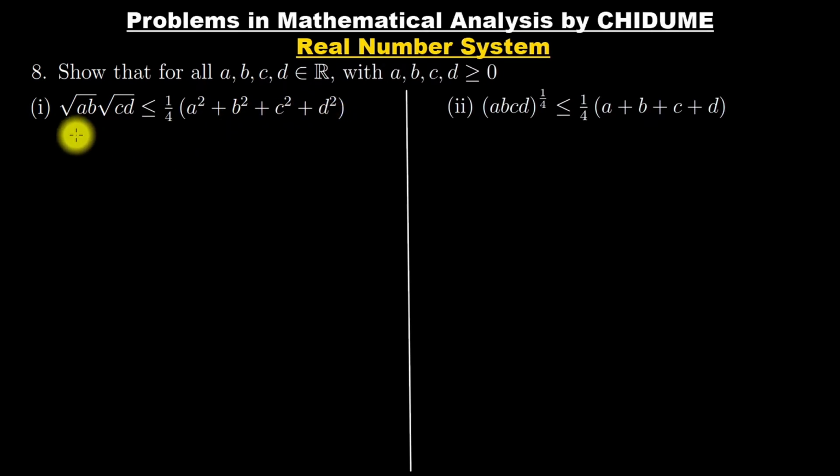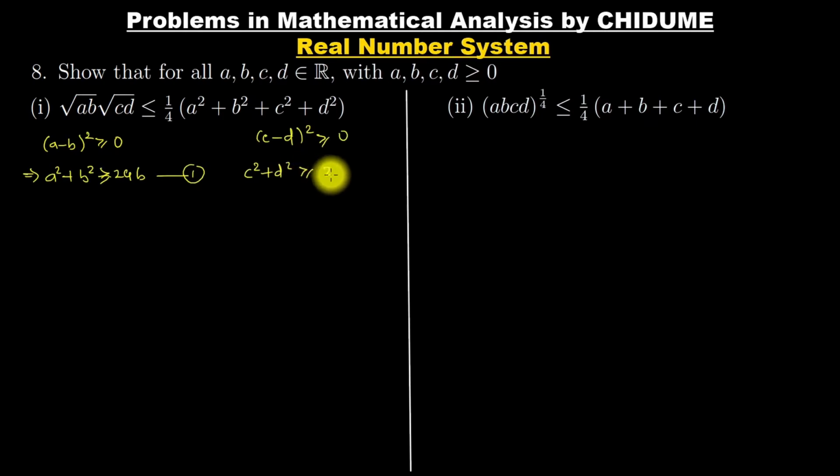Now again, you observe that since a and b are in R, definitely a minus b all squared must be greater or equal to 0. So if I expand this, I'm going to have a squared plus b squared greater or equal to 2ab. So let's call this 1. Also, you observe that c minus d all squared will also be greater or equal to 0. And if I expand this, I'm going to have c squared plus d squared greater or equal to 2cd.